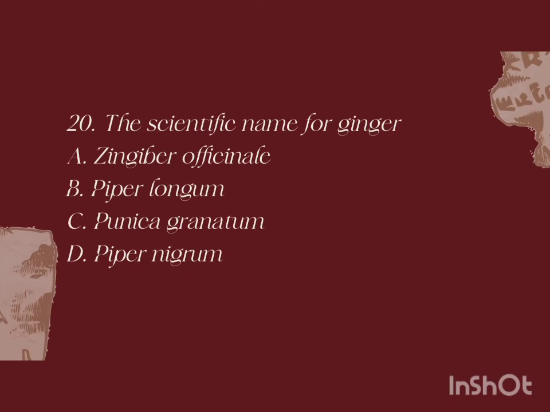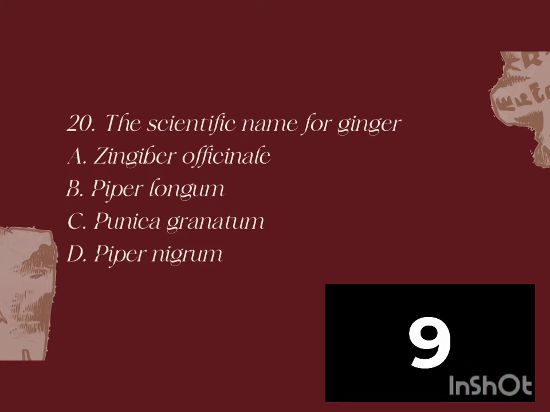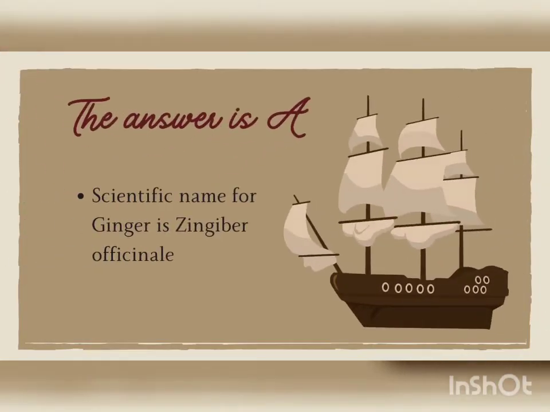Number 20. The scientific name for ginger is A. Zingiber officinale. B. Piper longum. C. Punica granatum. And D. Piper nigrum. The answer is A. Scientific name for ginger is Zingiber officinale.